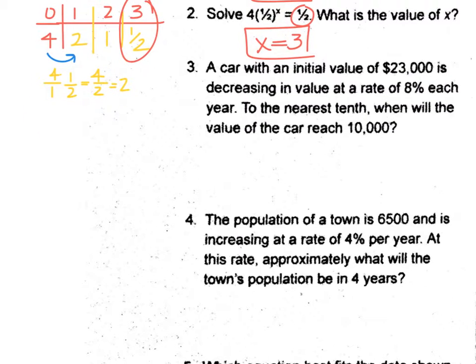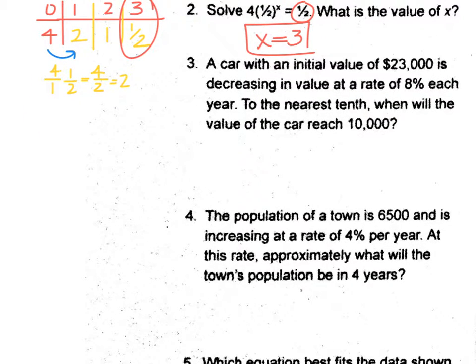Questions 3 and 4 are both word problems, so just remember some of your key words. This is decreasing. Also with percents, we need to move the decimal 2 places, so I'm going to do y equals 23,000 times 1 minus 0.08 to the x. And then you'll just use your calculator to find when the car will reach 10,000. We're going to be looking at that in the table part of your calculator. Ignore the "to the nearest tenth" part. We haven't talked about that yet.